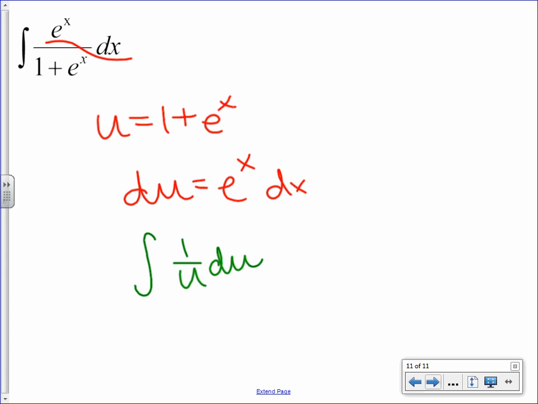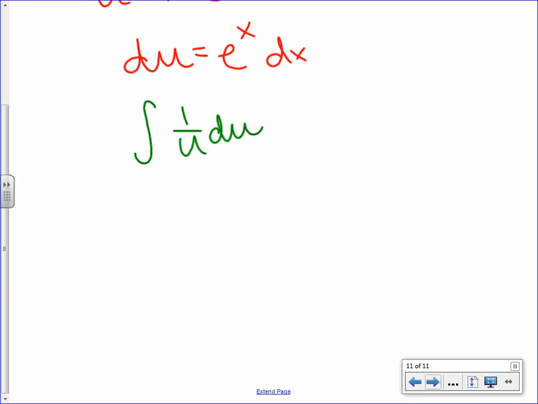Technically, no, because whatever you put for your u, when you take the derivative, it has to be in the integral. So when we integrate 1 over u, you get the natural log of the absolute value of u plus c. And then u is 1 plus e to the x.